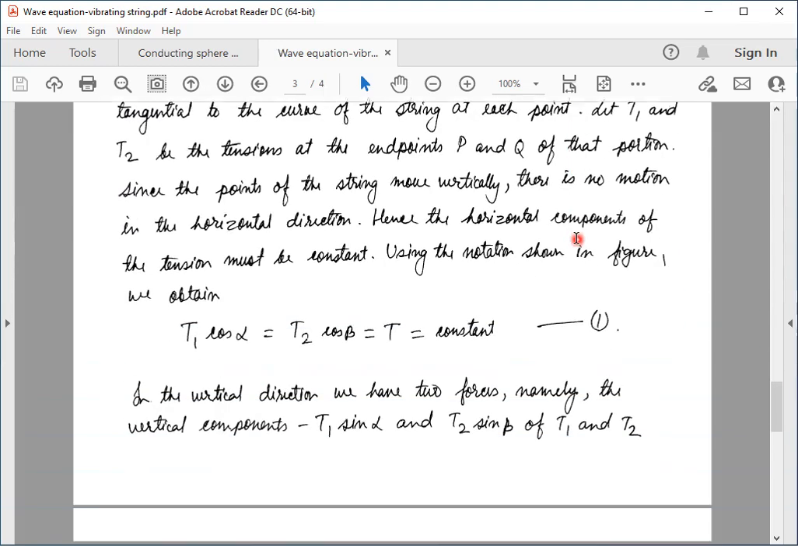So these two should be equal. That is, T1 cos alpha should be equal to T2 cos beta. And since it is a constant, we call it capital T, where capital T is a constant.